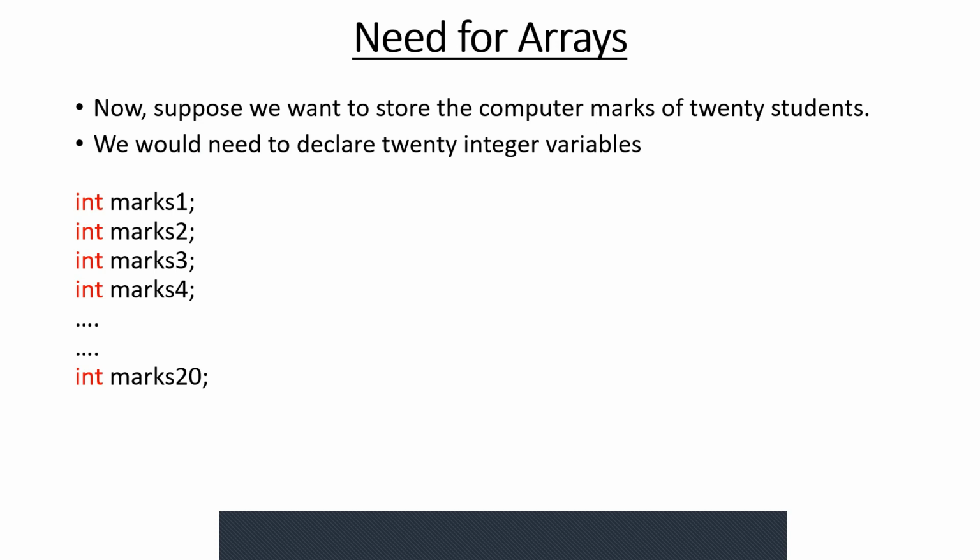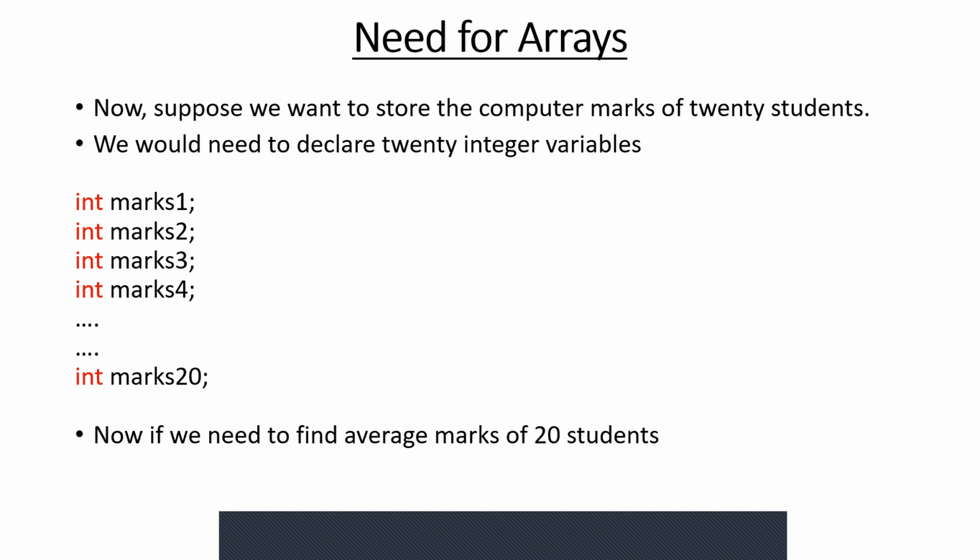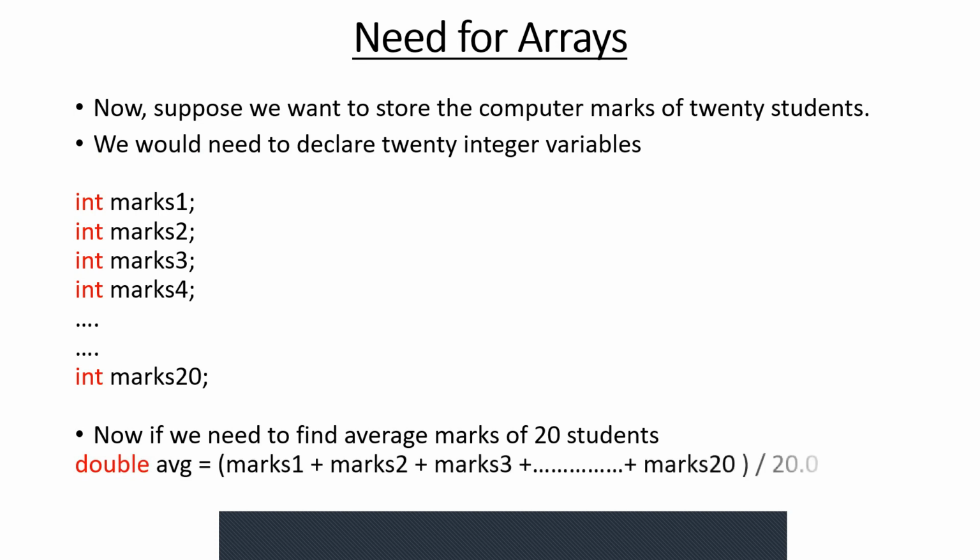So example, if I want to find the average of these 20 marks, then my formula would be that double average is equal to marks 1 plus marks 2 plus marks 3 plus marks 4, so on till marks 20, divide by 20.0. Why am I doing 20.0? To convert it from integer division to double division. Okay, in Java, an integer division ignores the decimal part. So to convert it to a double, I'm making one of them a double, 20.0.